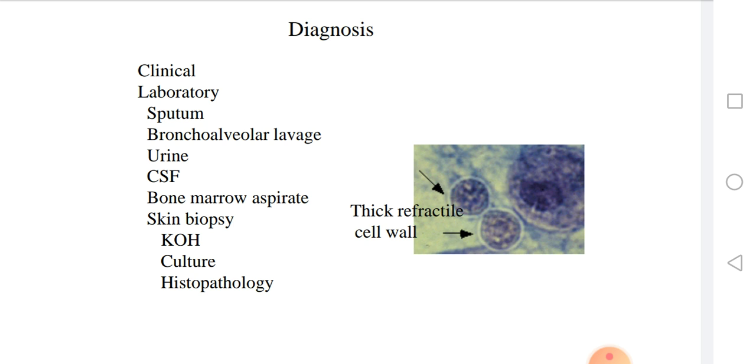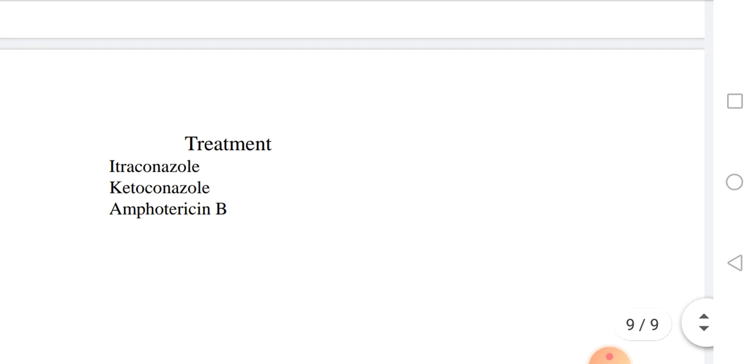Then you culture in Sabouraud medium, and the specimen that you take can be processed histologically to see the changes. Treatment: systemic antifungals like itraconazole, ketoconazole, and amphotericin B.